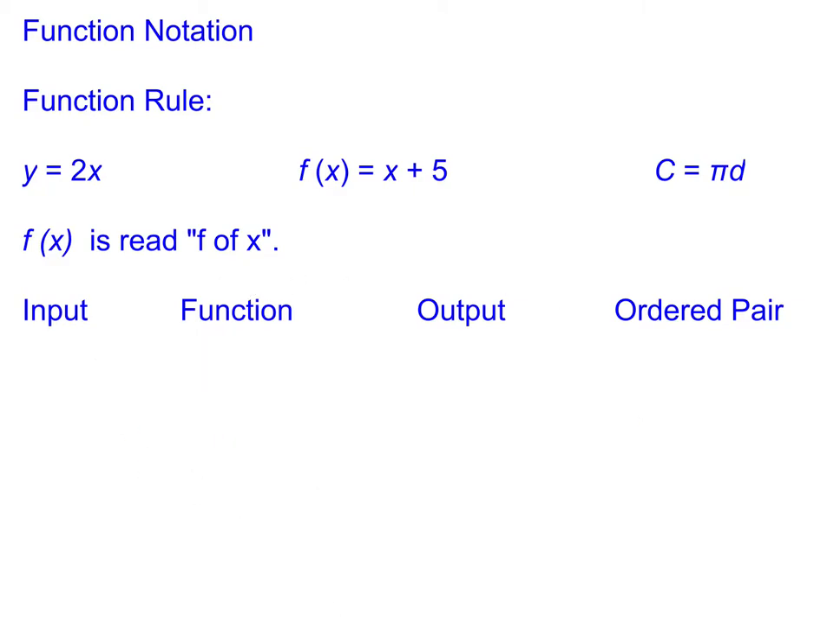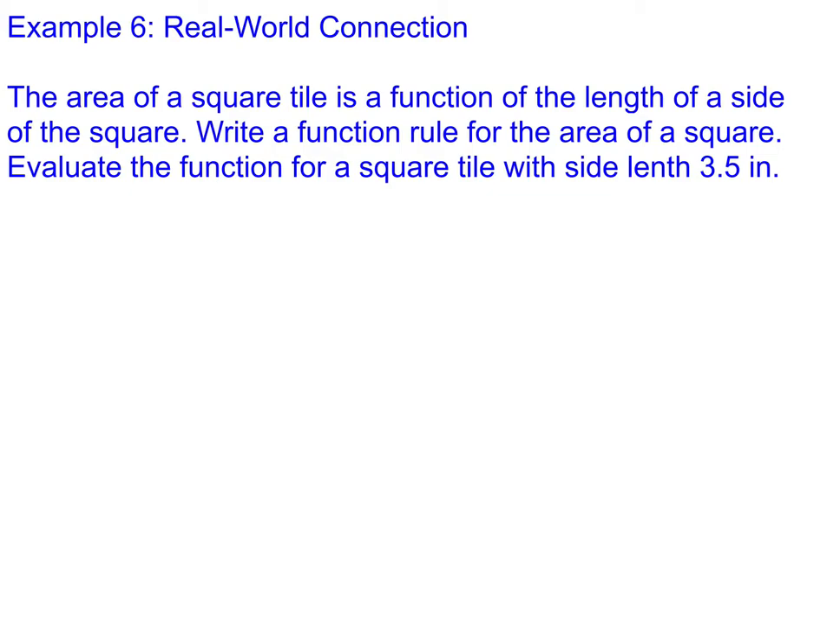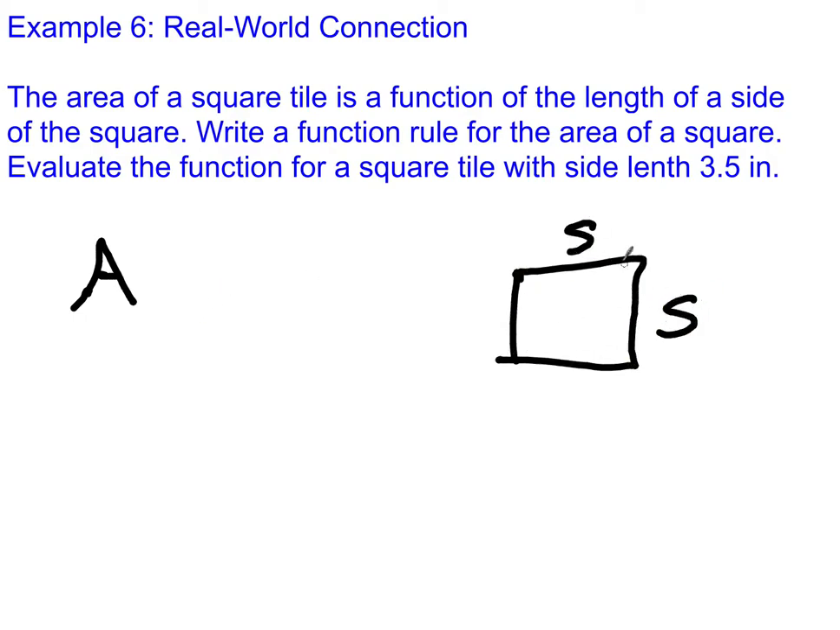Alright, let's look at an example. The area of a square tile is a function of the length of a side of the square. Write a function rule for the area of the square. So they want us to make a function a that's for the area of the square, and then we'll evaluate the function for a specific length. Well, we know the formula for the area of a square. You have a square, it has a side. To figure out the area, you multiply the two sides together. So the area of a square is side squared.